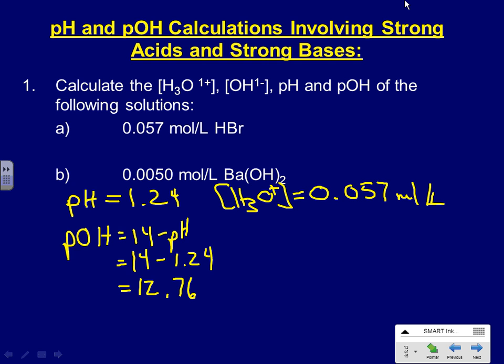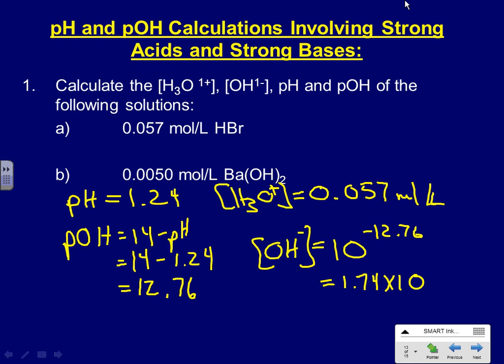And then to get your OH value, you're going to just do 10 to the negative 12.76. You're just going to go 10 to the exponent, and then negative answer equals. And it'll spit out that number. Okay? 1.74 times 10 to the negative 13 moles per liter.